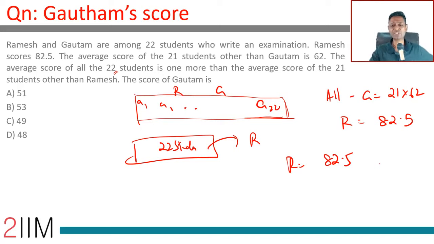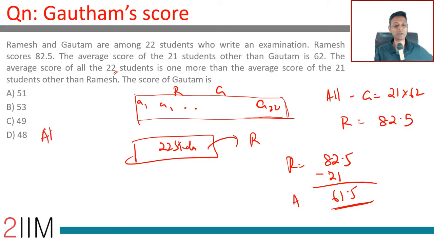How much more than the average? 21 more than the average. How so? Because if he had taken just the average, the remaining would have been the same. He's taking more than the average. How many more than the average? 21 more. So the average is 82.5 minus 21, that is 61.5. Then the overall average is 61.5.